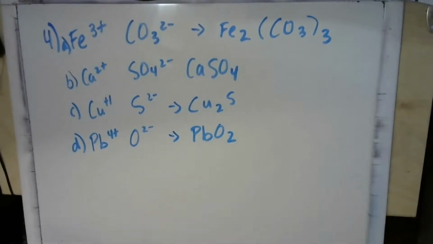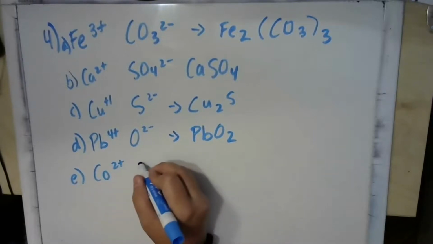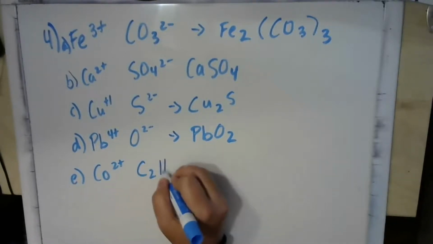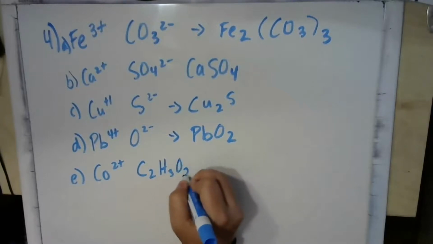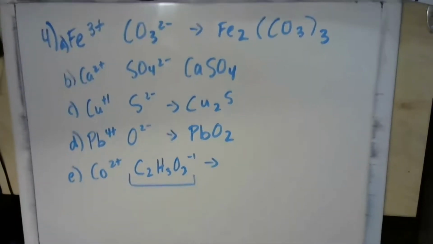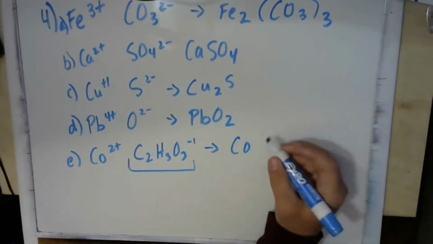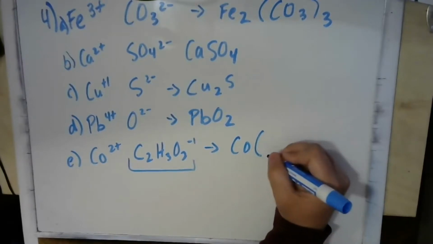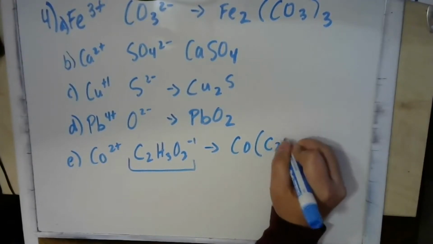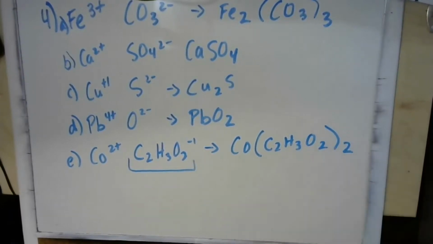Okay, cobalt(II) acetate. Cobalt 2+, and then my acetate ion, C2H3O2 minus 1. So I'm going to need 2 of these ions to counteract the charge of my cobalt. So 1 cobalt, and then I'm going to have parentheses so I can get this whole group in there, and we'll have 2 of those.